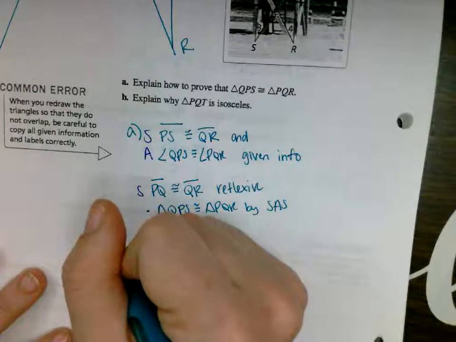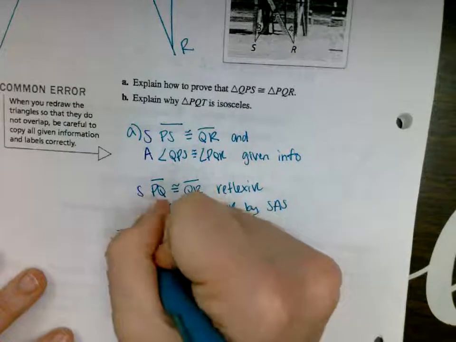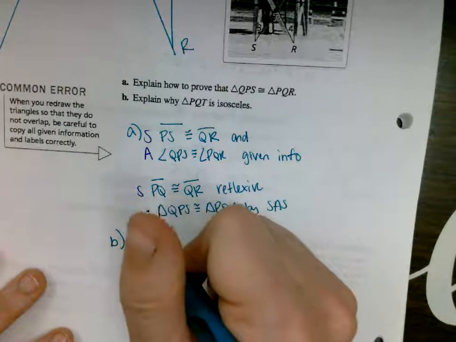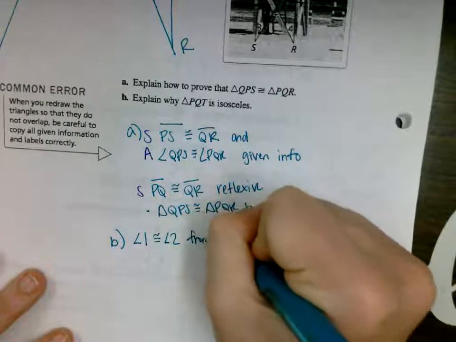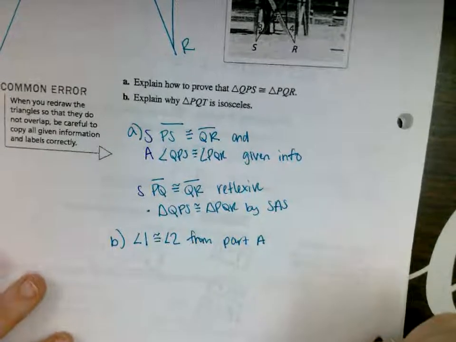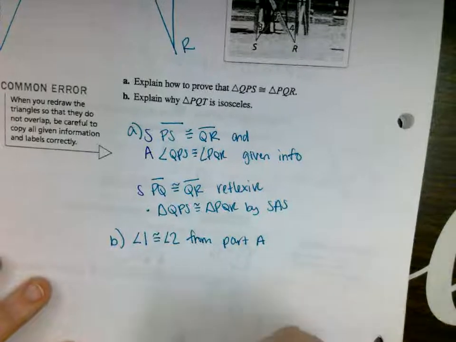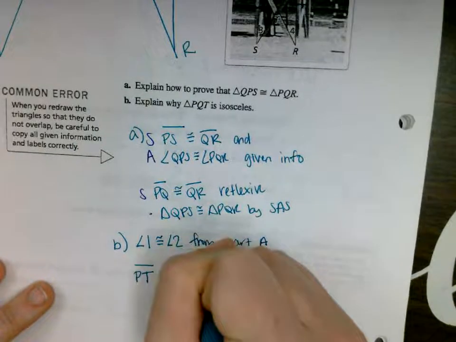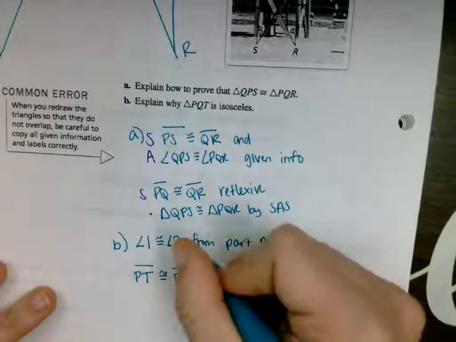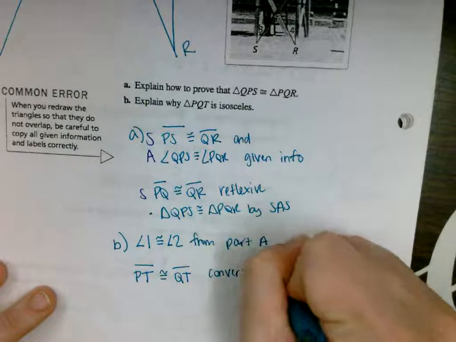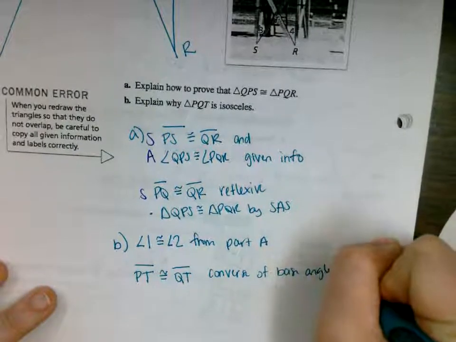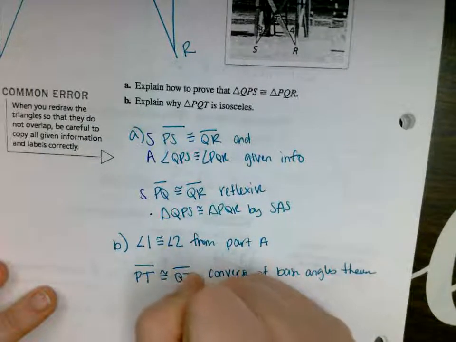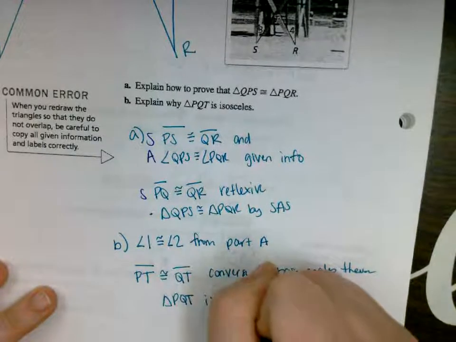Okay, and now explain why triangle PQT is isosceles. So you know that angle 1 is congruent to angle 2 from part A. So you know that segment PT is congruent to segment QT by the converse of base angles theorem. So then triangle PQT is isosceles.